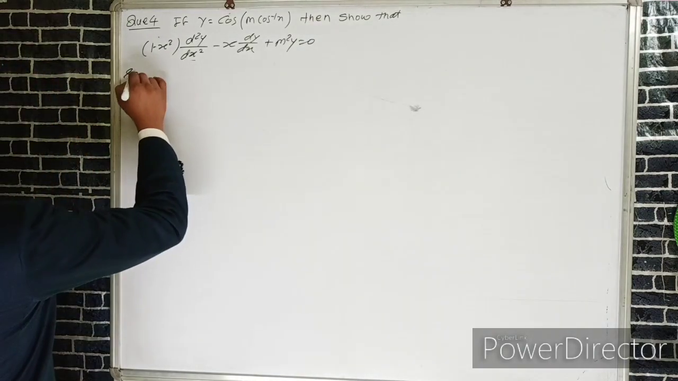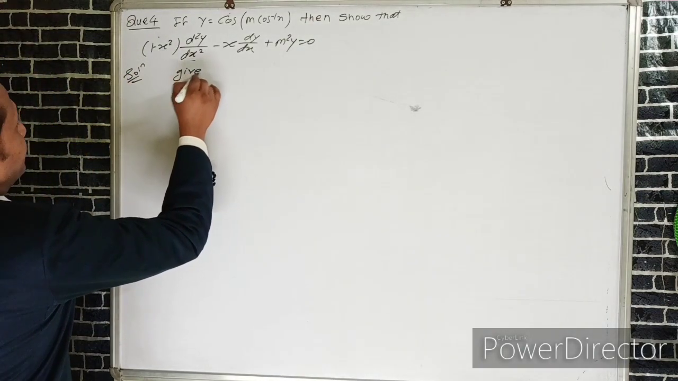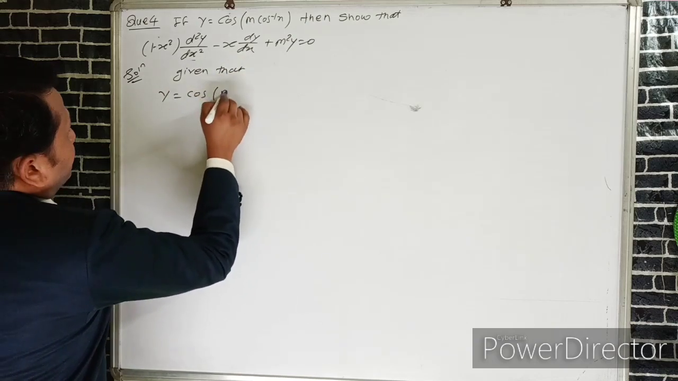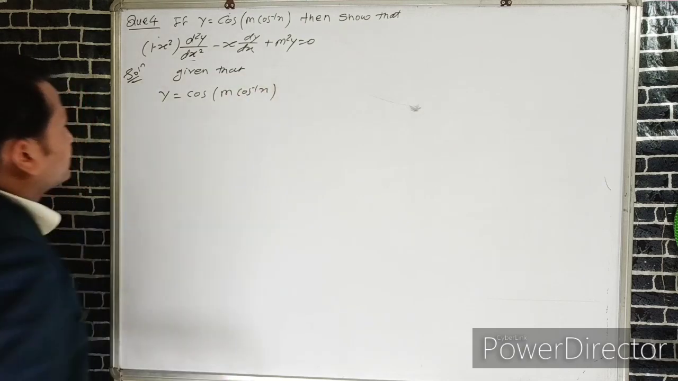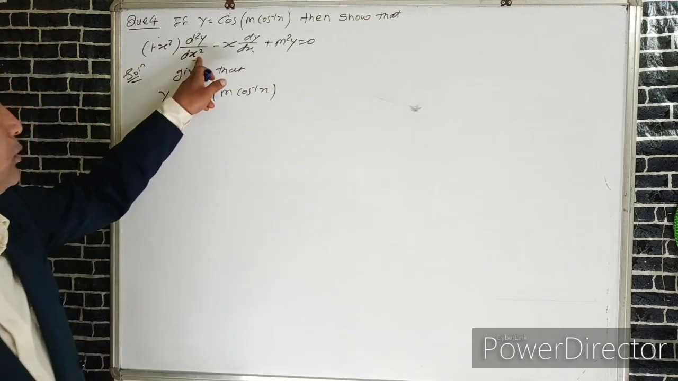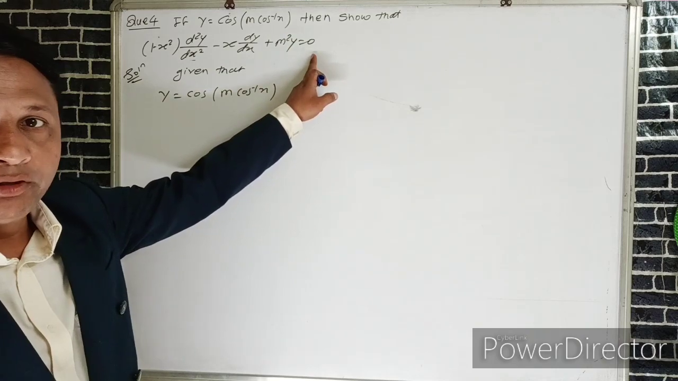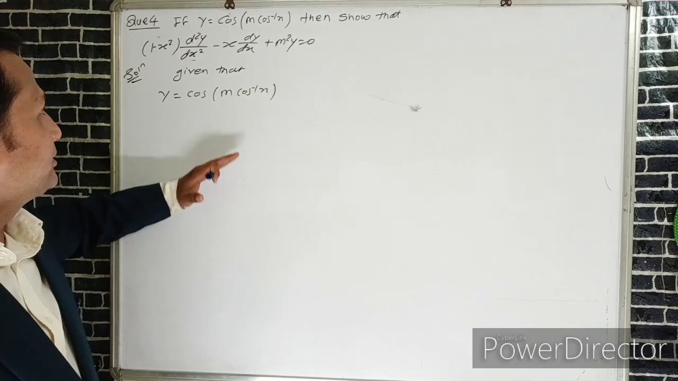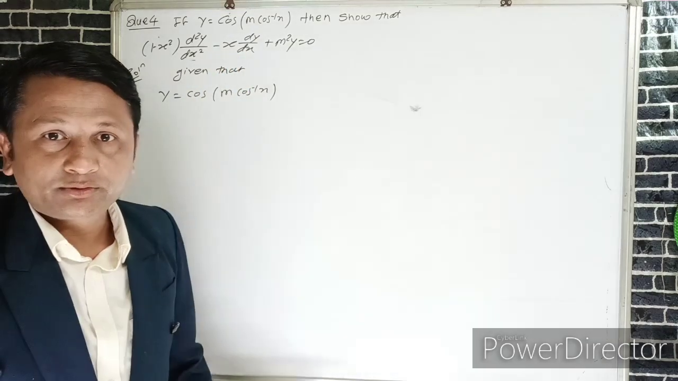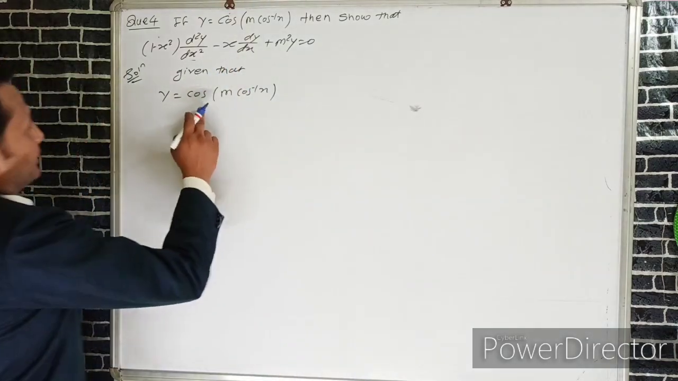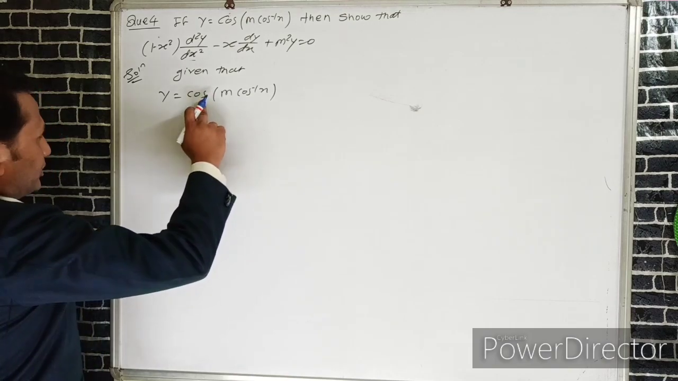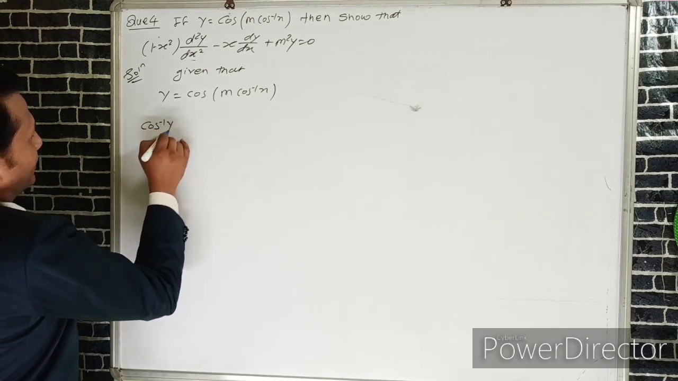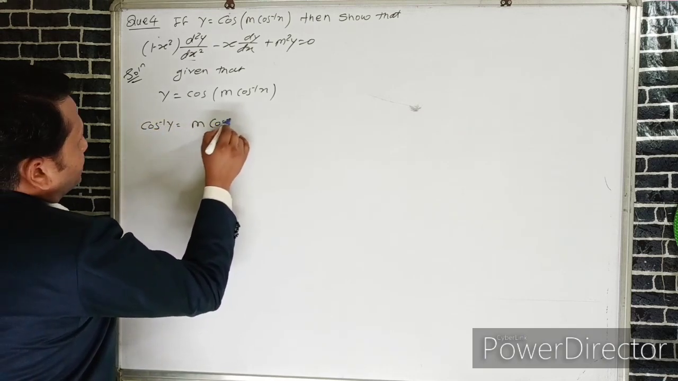First we take the given function, given that y is equal to cos of m cos inverse x. If we have to prove this whole term is equal to 0, then we evaluate the second order derivative step by step, including dy by dx. So listen here, this cos, if we transfer to the left side, becomes cos inverse. We can write it as cos inverse y is equal to m cos inverse x.